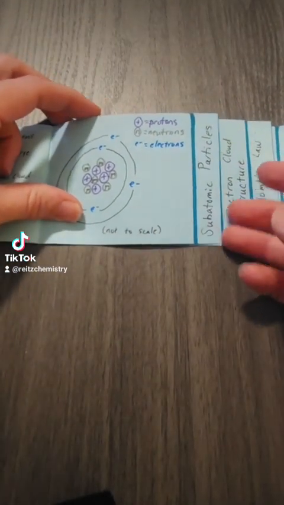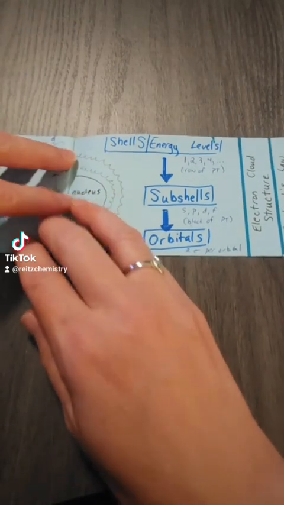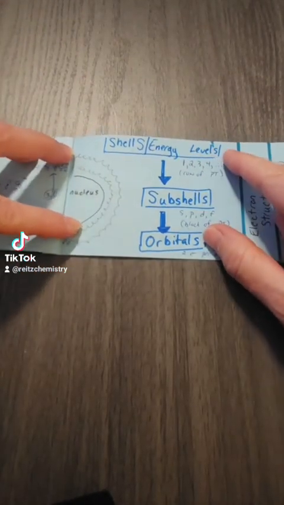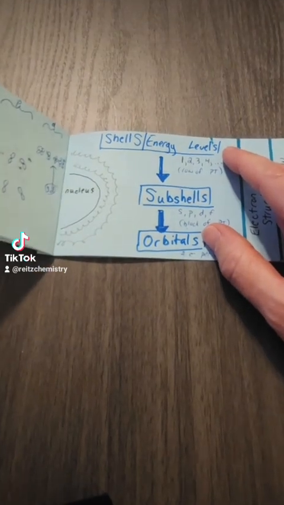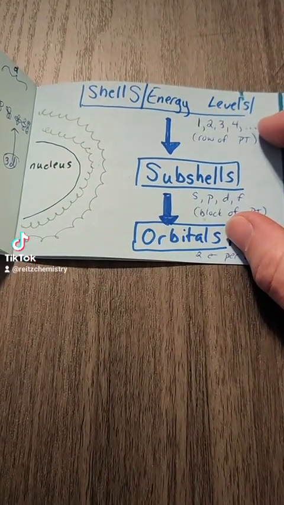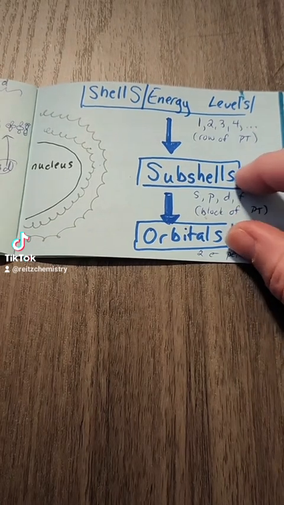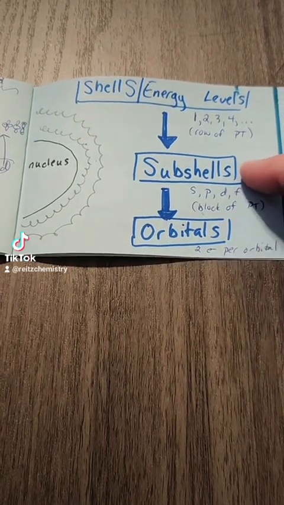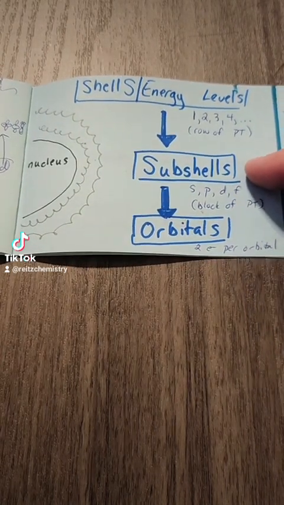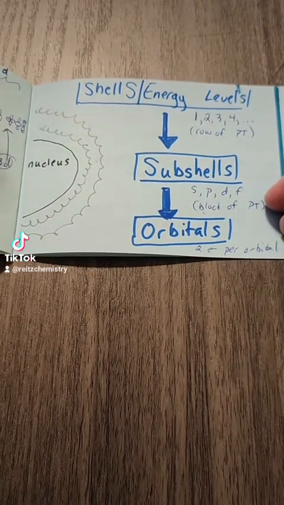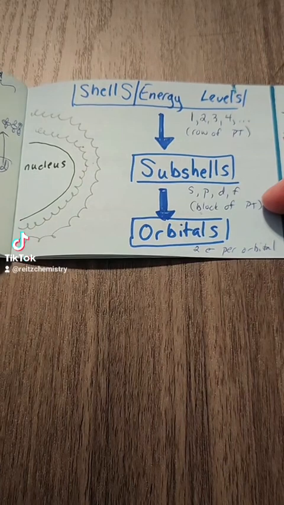So now let's get into talking more about the electron cloud structure. The electron cloud is organized into layers that we call shells or energy levels. And those layers are numbered 1, 2, 3, 4. That corresponds to the row of the periodic table, which we'll look at more in just a second. Within the energy levels, or the shells, you have subshells. These are lettered S, P, D, and F, and that corresponds to the block of the periodic table, which again we'll talk about in just a minute.